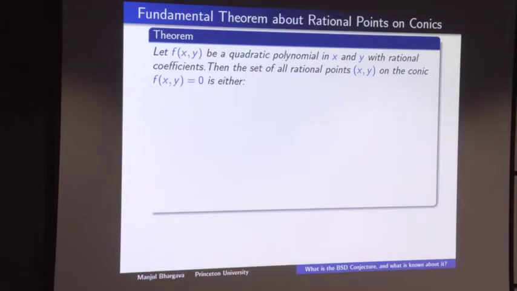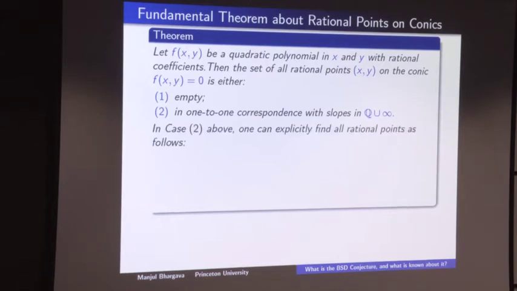But if you have a conic which does have a rational point, then you can do that same procedure where we take rational slope lines through your first point. And so the fundamental theorem is that the set of rational points (x, y) on the conic f(x, y) is either empty, or they're in one-to-one correspondence with rational slopes in Q, and of course you always have to include infinity. So in one-to-one correspondence with slopes in Q union infinity.